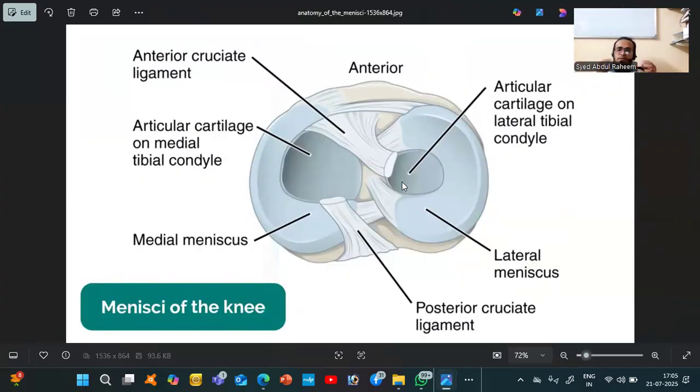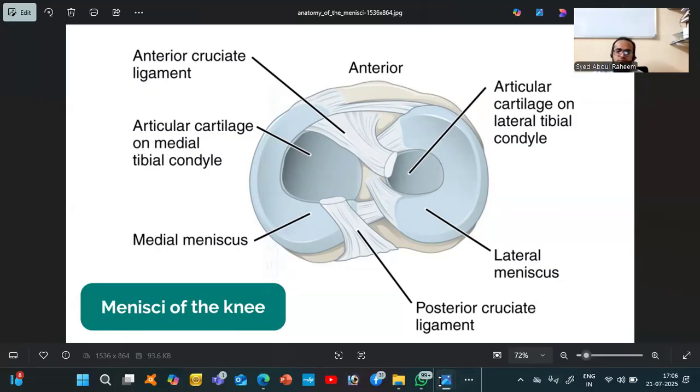Some parts give strength to that bone. Okay, meniscus is that. So you can see this is the one meniscus, medial meniscus. This is lateral meniscus. In that we have articular cartilage. This is the articular cartilage, and this is the ligament. Okay, anterior ligament, posterior ligament.